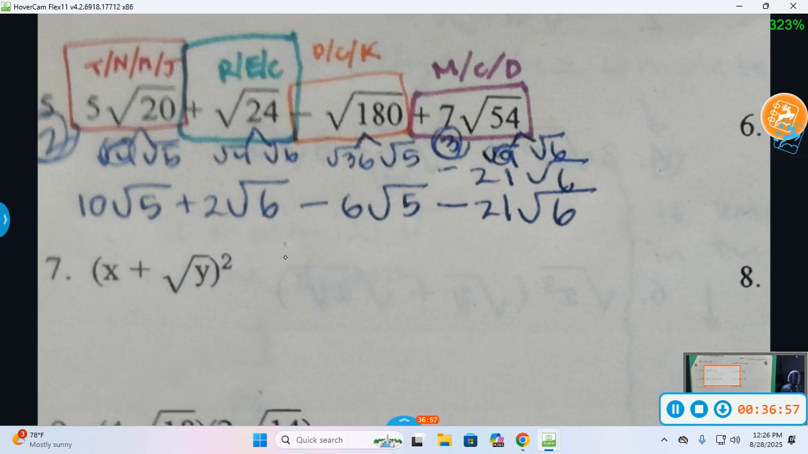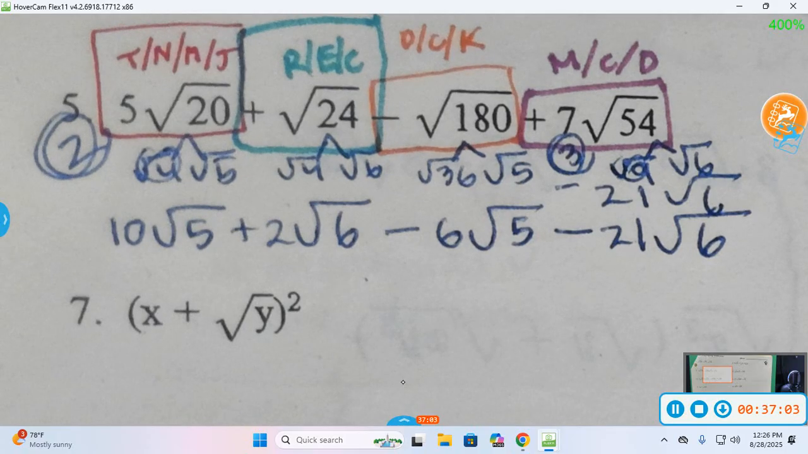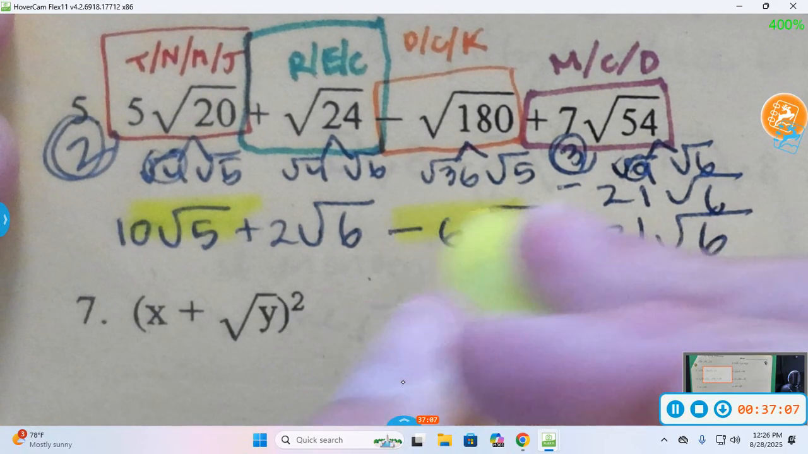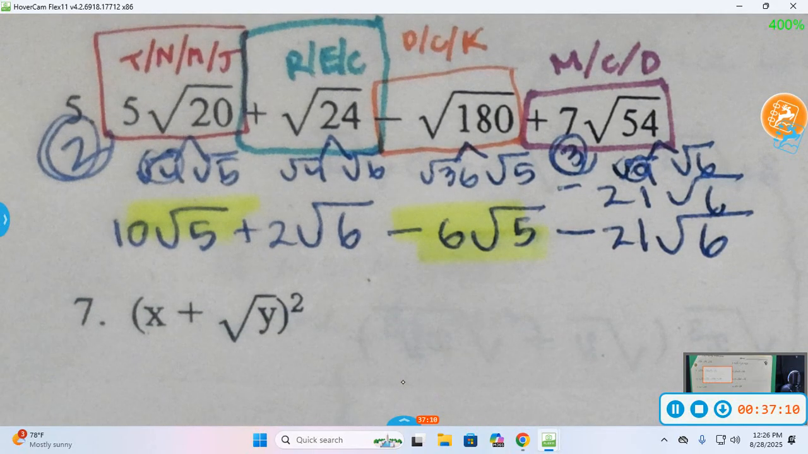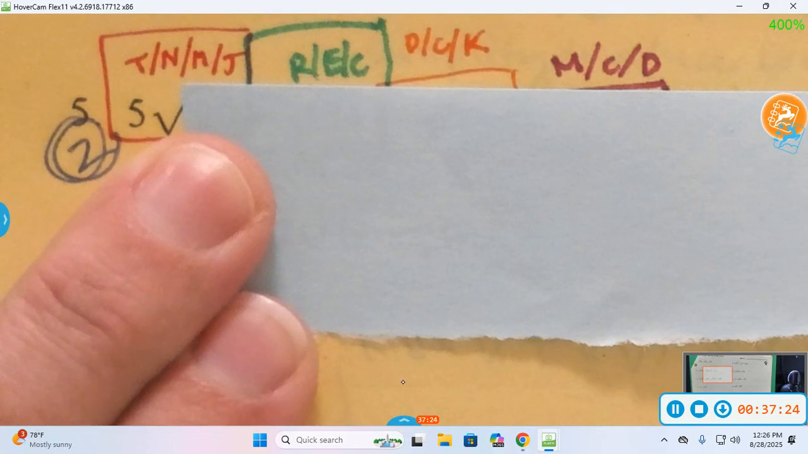All right, now let's look at what we've got. So we had 4 different groups that came up with 4 different terms. What do you think we're going to be able to do with that 10 radical 5 and that negative 6 radical 5? Are they like terms? Yes, we're going to be able to put them together. Now, wait a minute. This is not our first rodeo. We've been together, what? Has it been 2 weeks today? All right, we've been together 2 weeks. We've been together a while.